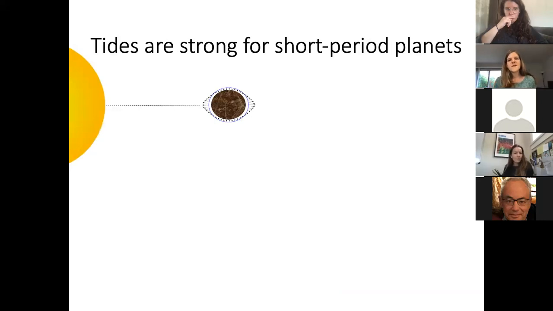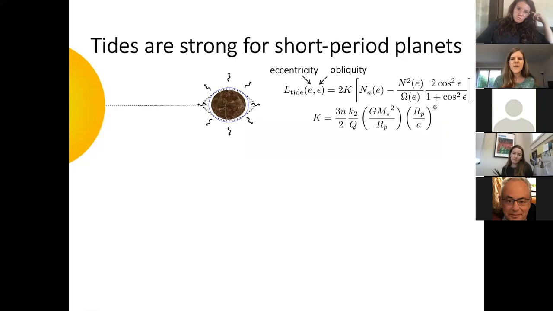Tidal interactions are particularly strong for short-period planets because of the steep inverse distance dependence of the tidal force. The magnitude of the tidal force goes as 1 over distance cubed, and so it leads to a pretty significant tidal distortion for close-in planets. That's pretty exaggerated here, but you get the picture. Whenever this tidal bulge is forced to move due to rotational or orbital motion, this leads to dissipation, or tidal heating, in the planet.